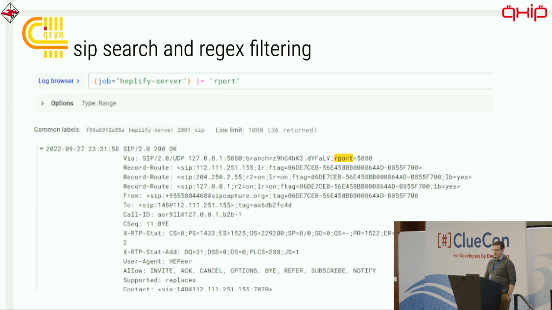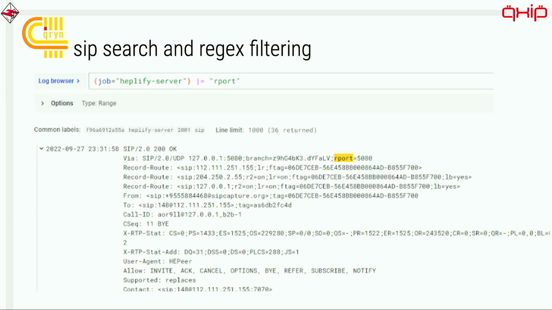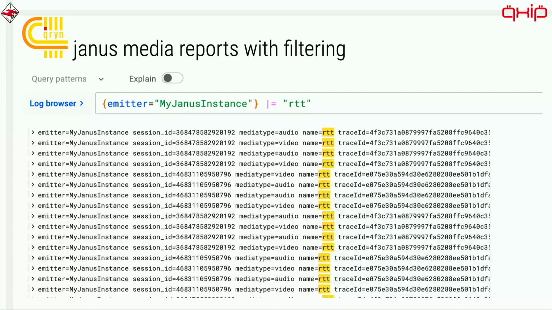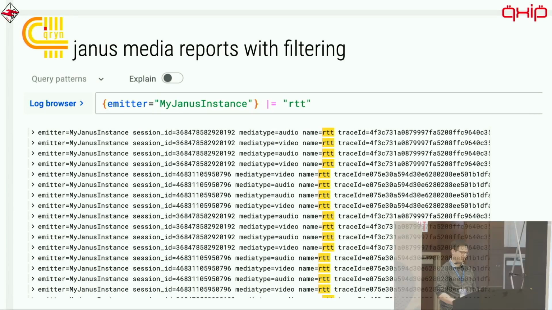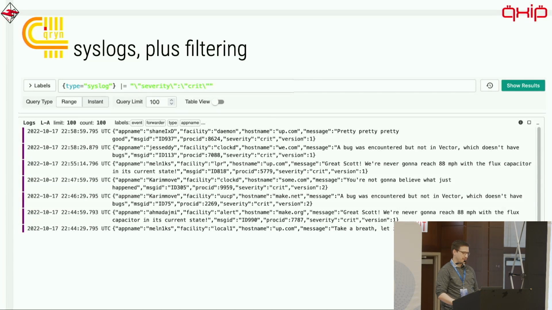Another example is SIP search. Here's a HEPIC server that sent in SIP into QRYN. You can search for our port, you can search for invite, you can search for a specific root user, and it will find it for you. Then Janus, which hopefully many of you know as well. We have media reporting, so we can get those out and filter it. We have syslog, plus here's an example of filtering for severity critical issues, so you can go look for those.